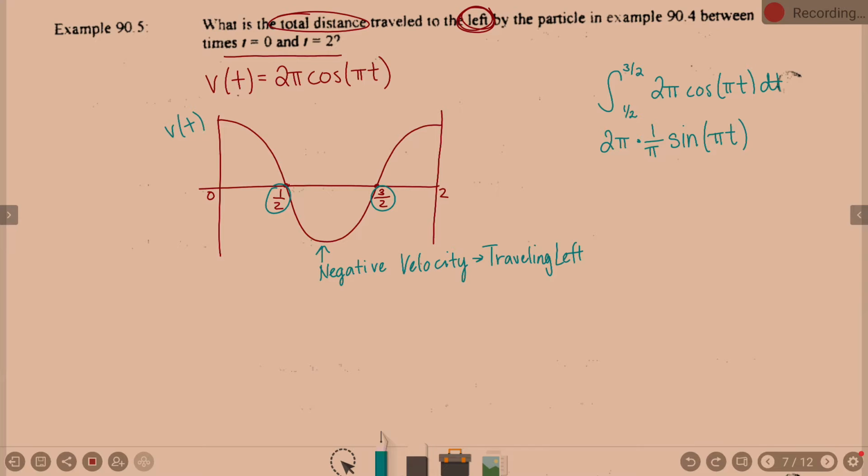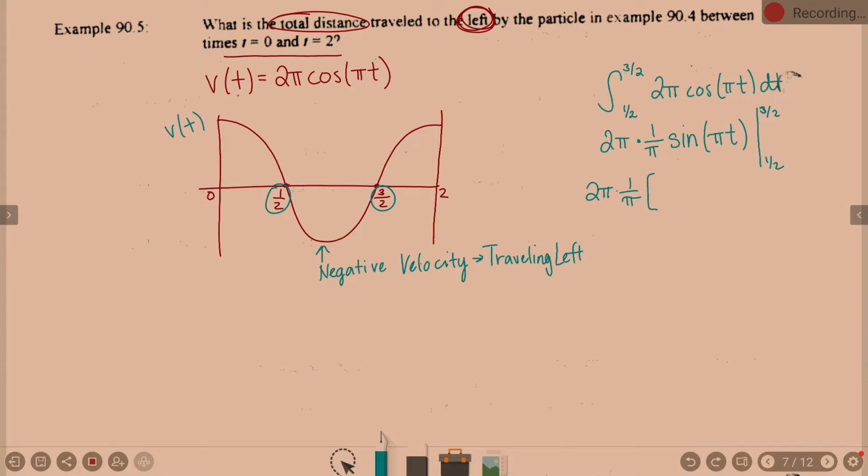It's kind of like if that had been a 2t. When we do the derivative, we do times 2. When we integrate, we have to compensate for that and do times 1/2 or divide by 2. So 2 pi times 1 over pi sine pi t evaluated from 1/2 to 3/2. Now, we've already got the 2 pi out front. Besides the 2 pi out front, I'm going to keep the 1 over pi out front because that's going to be nice, isn't it?